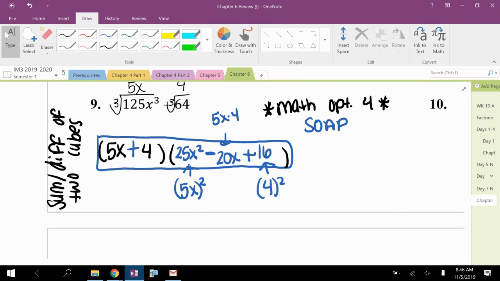The very first thing I would look for is the SOAP: same sign, opposite, always positive, because that's going to eliminate a choice right away. And then you're down to a 50-50 shot. Okay, use your multiple choice to your advantage. That's why I do multiple choice.